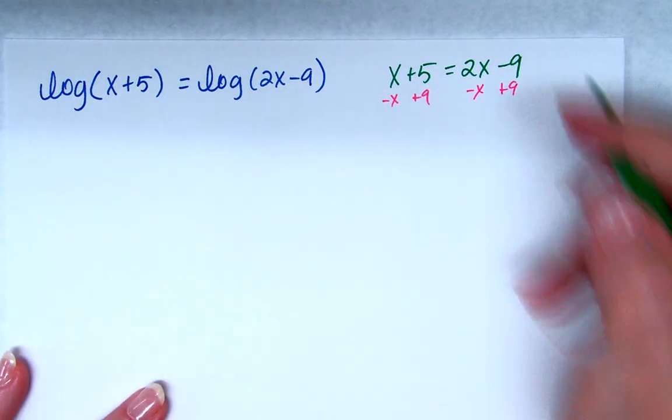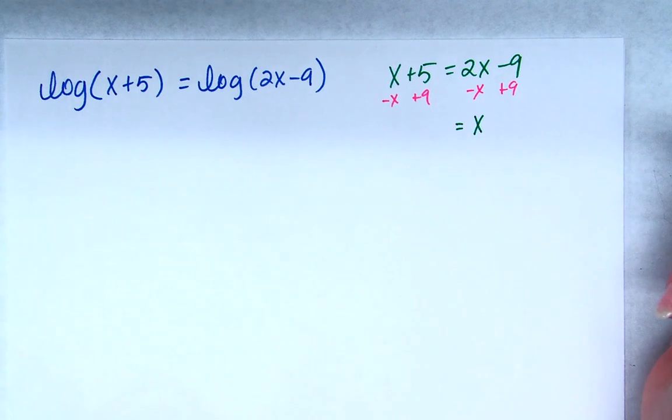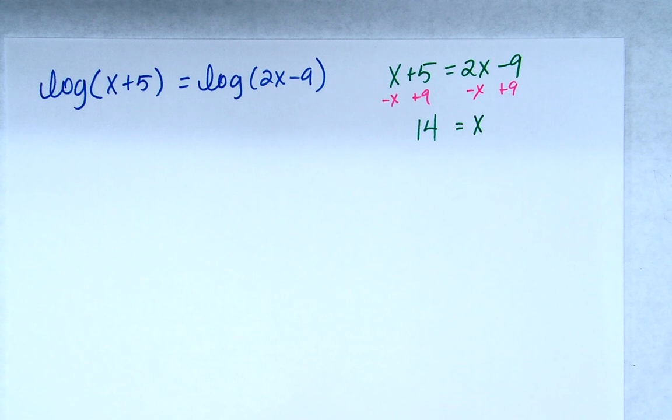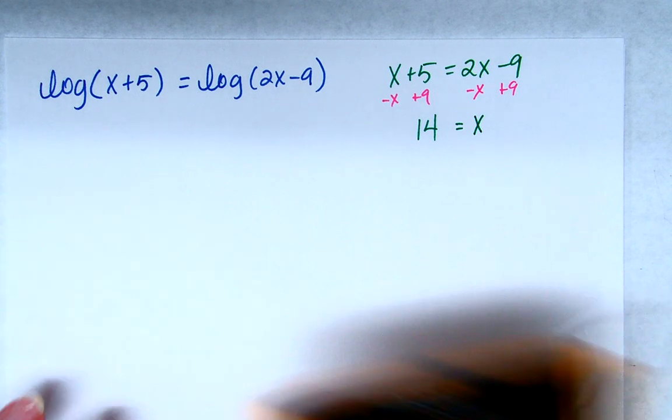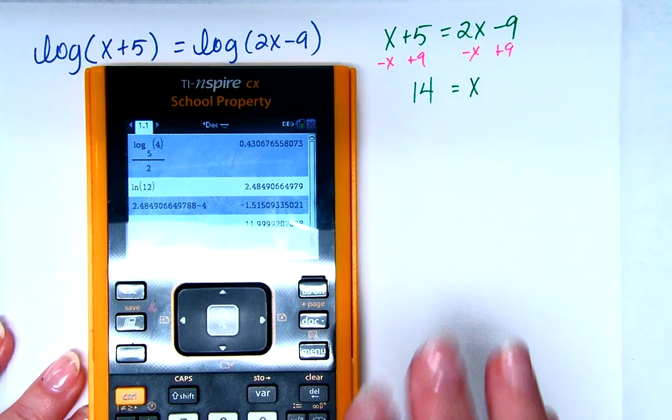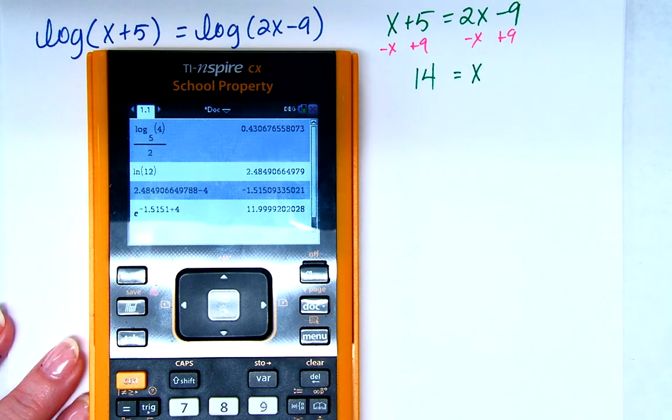So what does x equal? 14. Now, I haven't shown you this way to check so far because so far it wouldn't have worked. And you'll see why in a second.